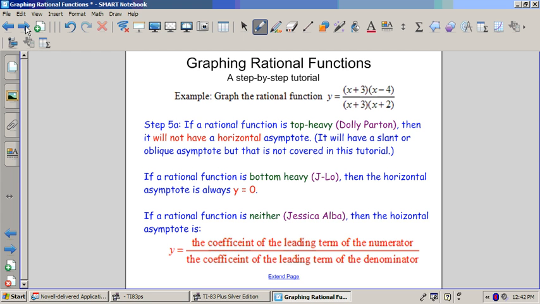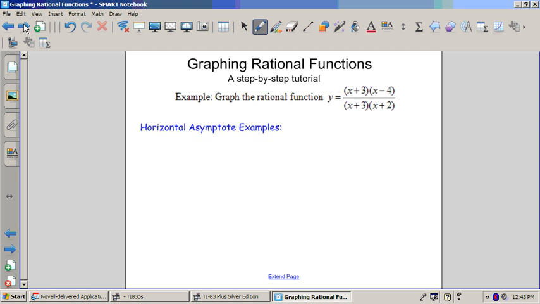If a rational function is bottom-heavy, where the degree of the denominator is greater than the degree of the numerator, then my horizontal asymptote is always y equals 0. If a rational function is neither top-heavy nor bottom-heavy, the degree of the numerator and the denominator are the same, I take the coefficient of the leading term of the numerator and divide that by the coefficient of the leading term of the denominator. Then y equals whatever that number is will be my horizontal asymptote.